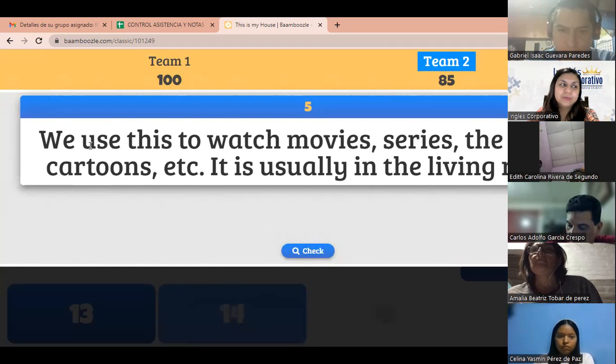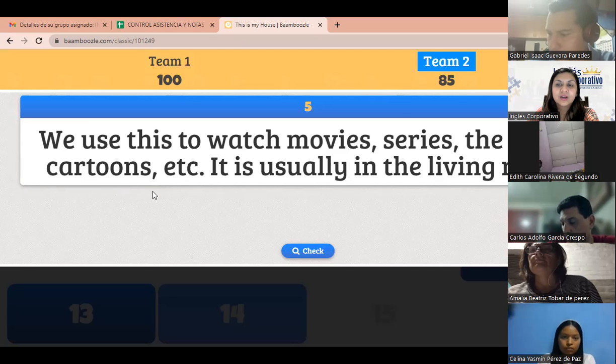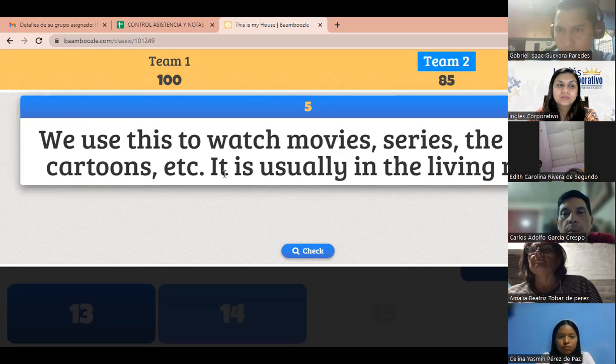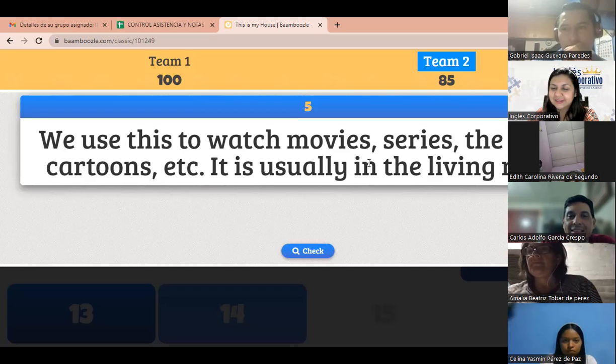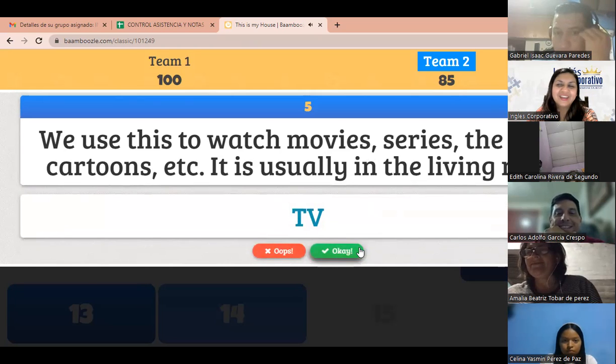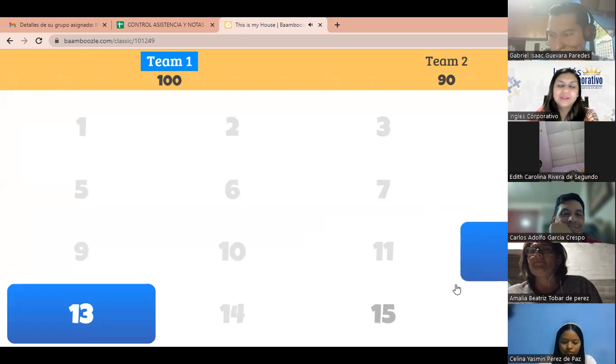14. Okay. Can you read, please? We use this. TV. The news. It is usually in the living room. Yes, what is it? So difficult. What is used to watch movies? Television. Yes. Okay, and we have only 12 and 13.